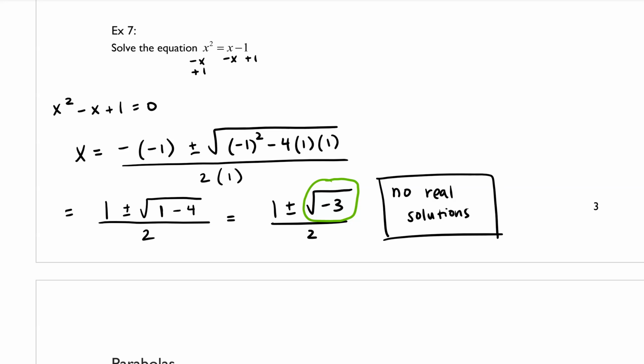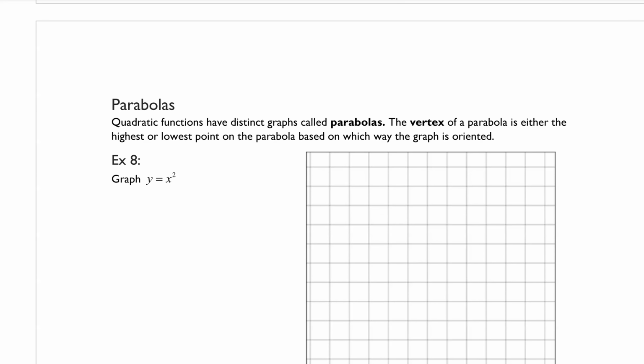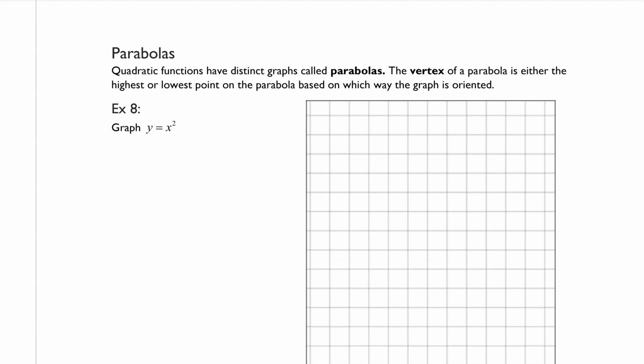Okay, and I'm going to talk a little bit more about what that means later on, but for now, let's talk about parabolas. You've probably heard this word before, but if you haven't, a parabola is just the distinct graph of a quadratic function. And if you've seen it before, it basically has a U shape. And the vertex of a parabola is either the highest or the lowest point on the parabola based on which way the graph is oriented.